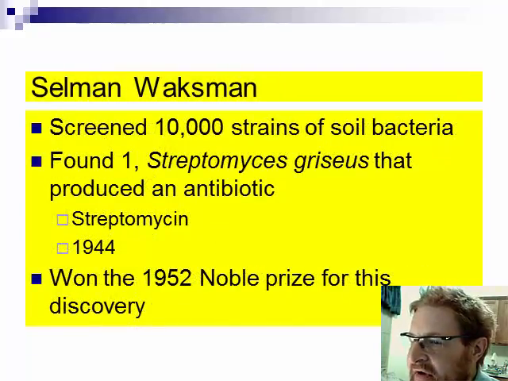Someone else who was early in the discovery of antibiotics was Selman Waxman. Waxman screened over 10,000 strains of soil bacteria, and of those he found one, Streptomyces griseus, that produced an antibiotic. In this case, he made the active compound named streptomycin, and he also won a Nobel Prize in 1952 for this discovery.